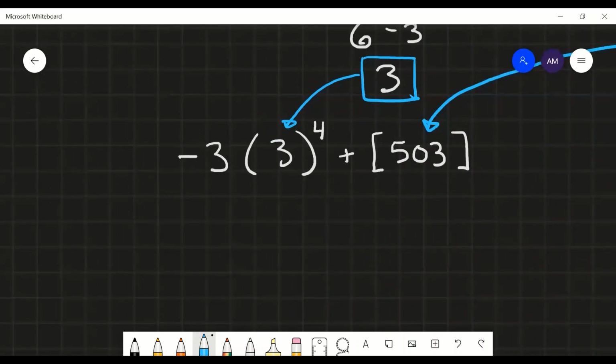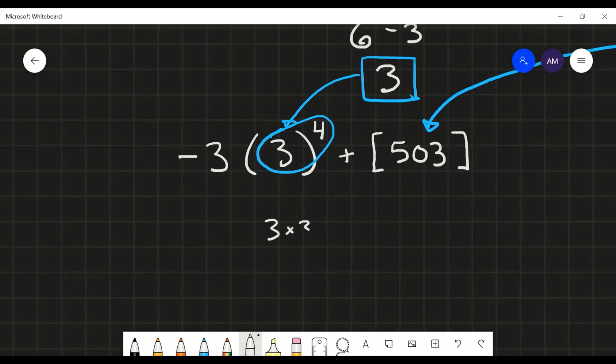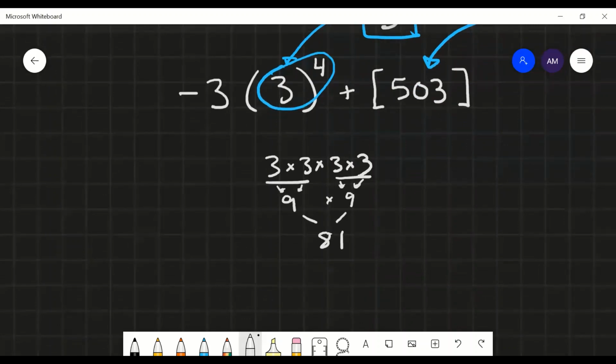Well, I see one exponent right here, which is 3 to the power of 4. So that would be the same as 3 times 3 times 3 times 3. Well, 3 times 3 is 9, and another 3 times 3 is another 9. So 9 times 9 would be 81. So 3 to the power of 4 is 81 for that reason. Let's rewrite that. So negative 3 times 81 plus 503.